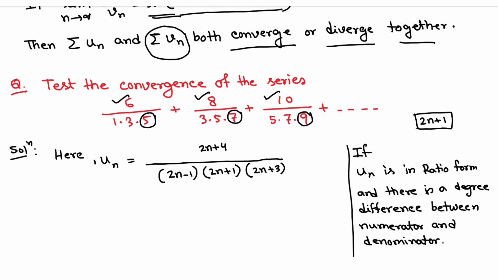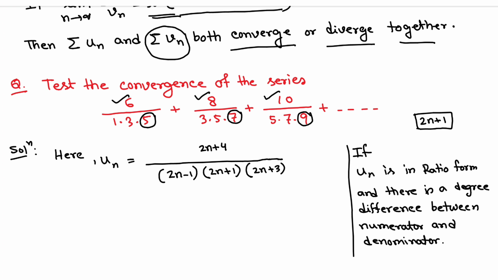Now tell me, what is the degree of the numerator? n power 1, so obviously the degree of the numerator is 1. And what is the degree of the denominator? 3 factors. This is 1 degree, this is 1 degree, this is 1 degree, so the product will be 3 degree. So obviously there is a degree difference, yes or no? So we can apply the comparison test. Obviously we have to choose another series whose result is known. So we have to choose Vn.